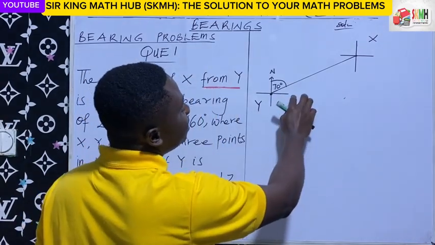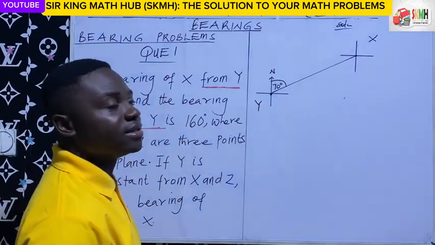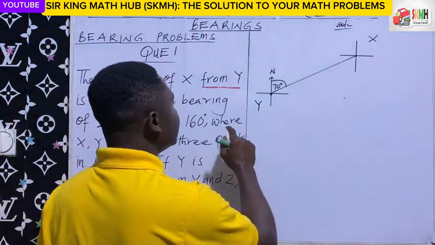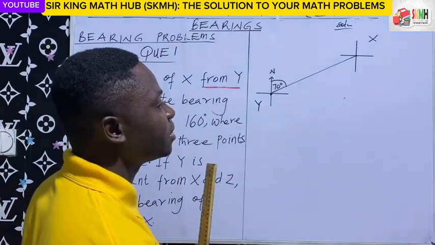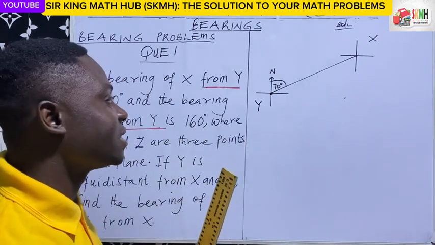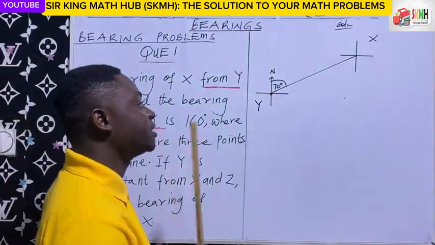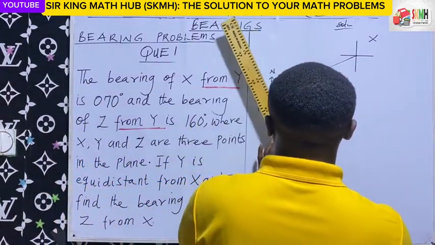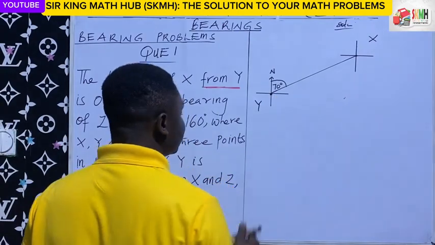So 90 degrees plus what angle will give us 160 degrees? Let's do a simple calculation. You could see that 90 degrees plus 70 degrees will give us 160 degrees. So it means that also from this quadrant, we have to measure 70 degrees.